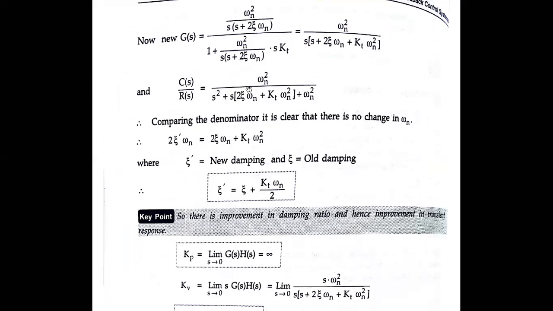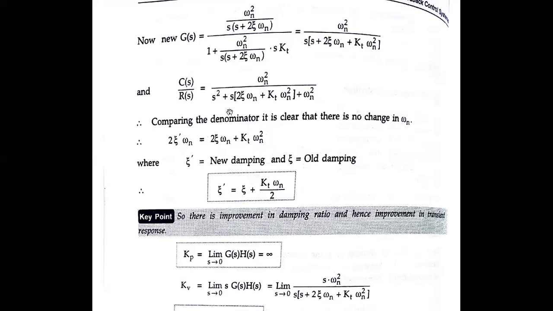Once you apply the formula for the given transfer function here, the overall transfer function is given by omega n square divided by, this becomes s square. Okay, s square plus s multiplied by 2 omega n, plus kt into omega n square, plus omega n. Why this again omega n square is because of the transfer function which we apply to the whole complete block diagram.